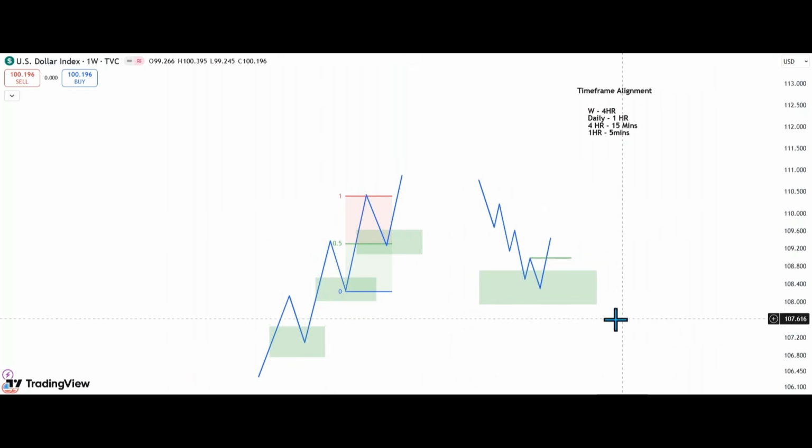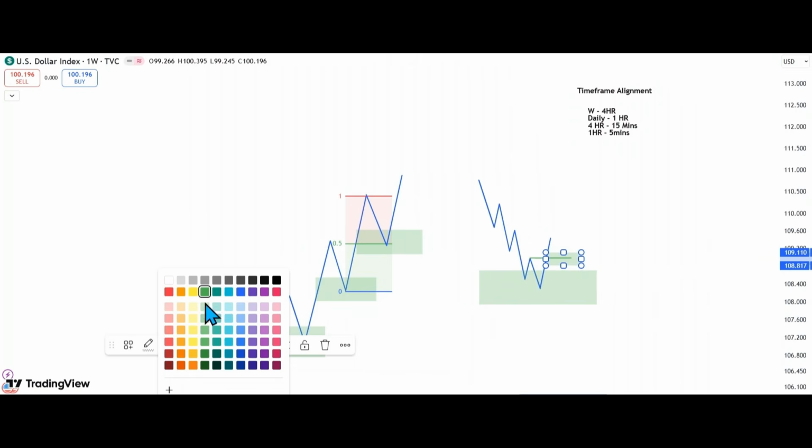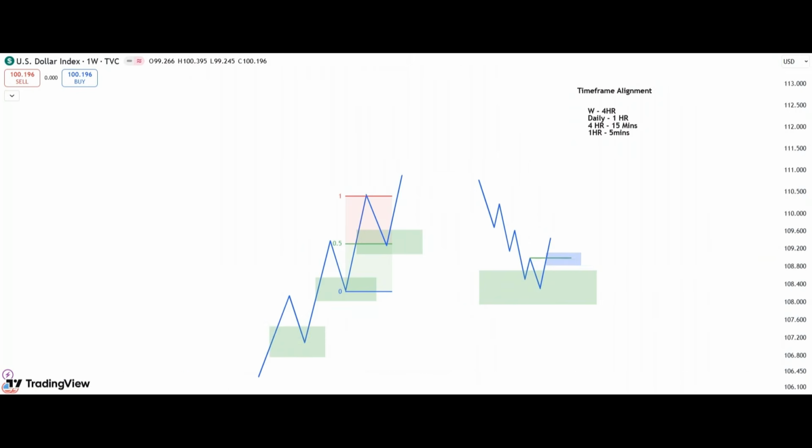So in this case, once you get a market structure shift, you can identify any PD array on the 1 hour. It could be a fair value gap, it could be an order block, it could even be change in state of delivery, okay? You identify either, then you want to use that for entry. If you're going to use the 1 hour for entry, this is now the best time. You can use that for entry.